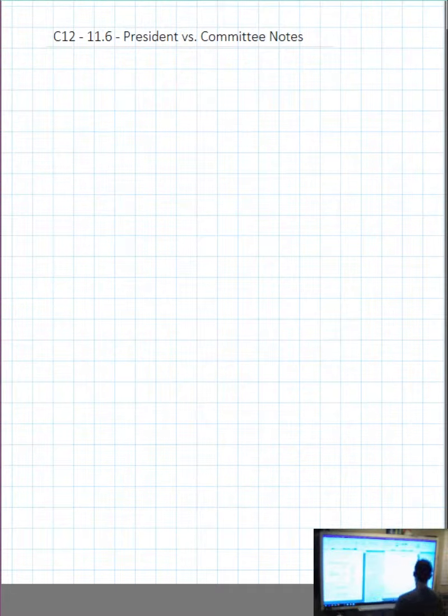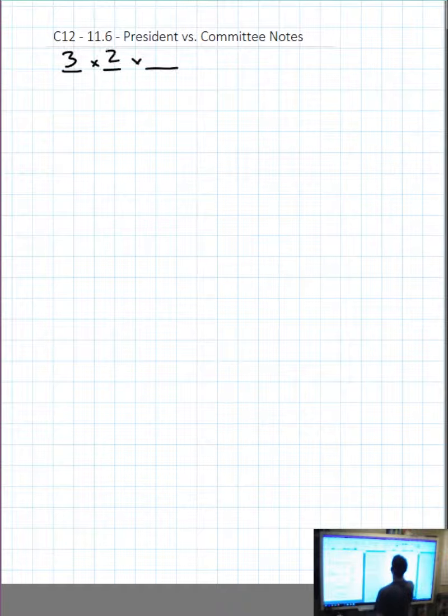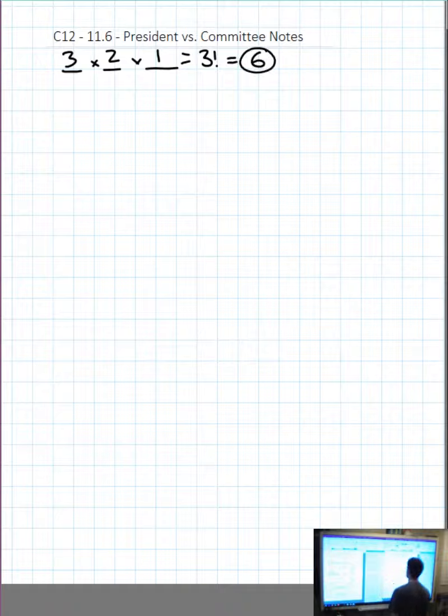Okay, president versus committee. So, let's say, for example, let's go with a simple example in the notes. How many different ways can we organize 3 people? Well, that's simply just blank times blank times blank. We have 3 people to choose from, then 2 people to choose from, then 1 person to choose from. We also call that 3 factorial, which is 6. And we could list all the number of ways.